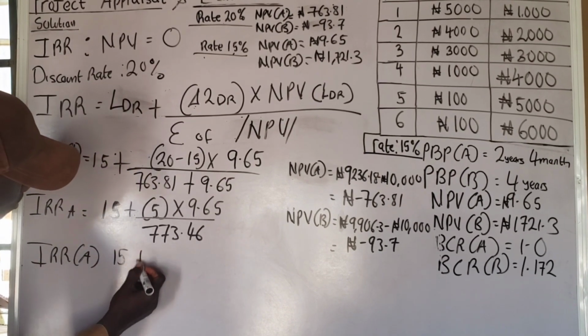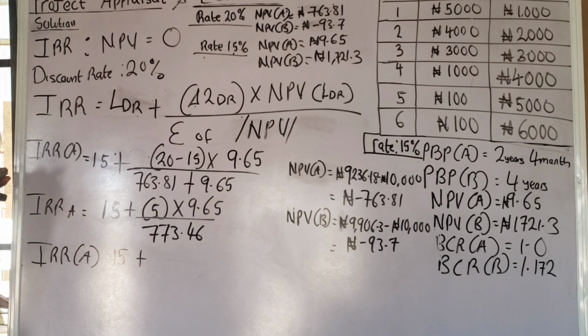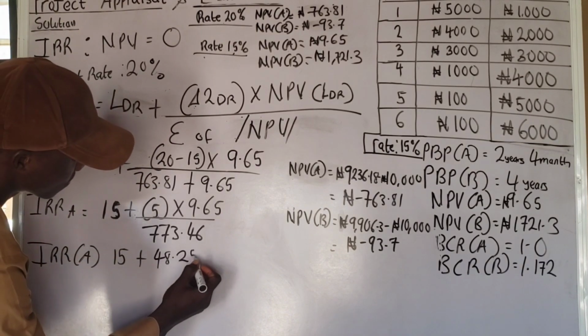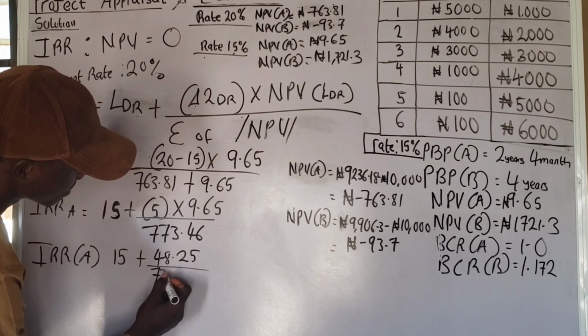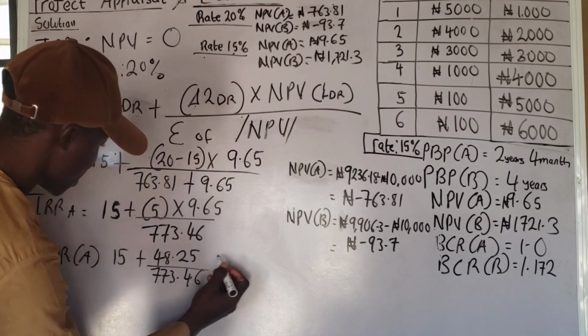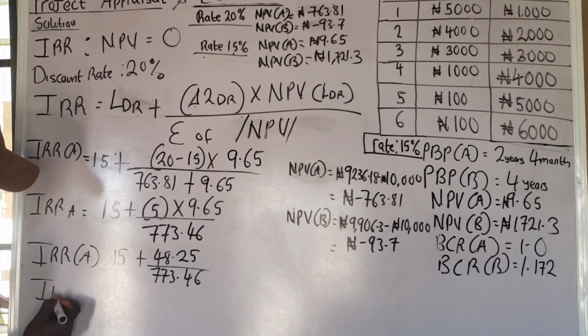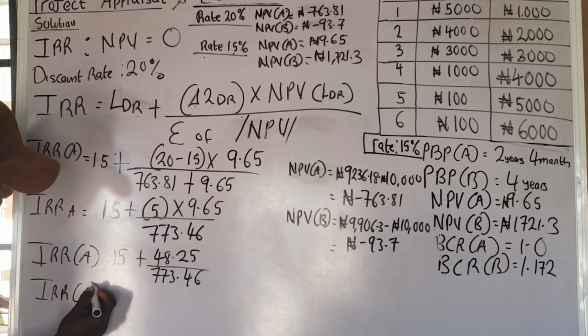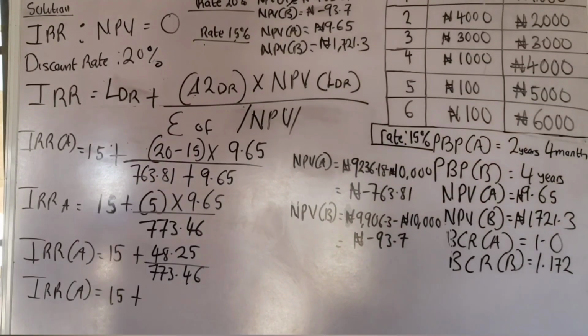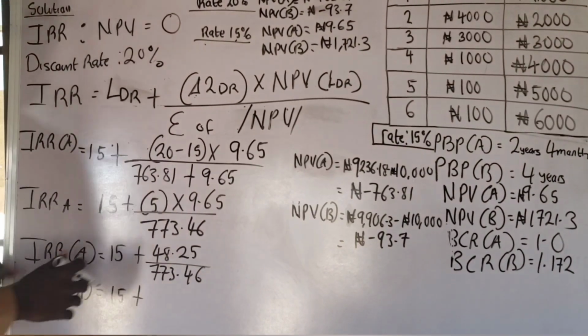15 plus 5 multiplied by 9.65. That is 48.25. 48.25 all over 773.46. You understand? So the IRR of project A equals 15 plus 48.25 divided by 773.46.